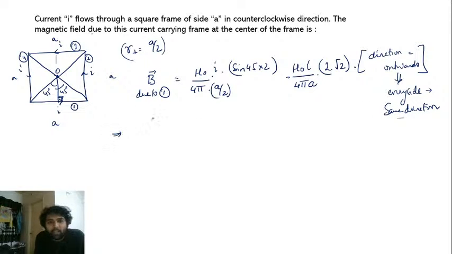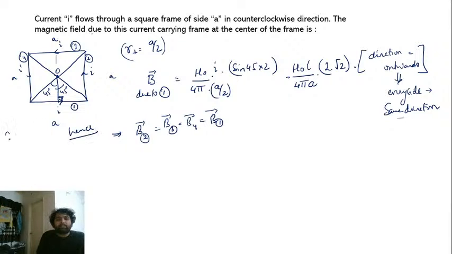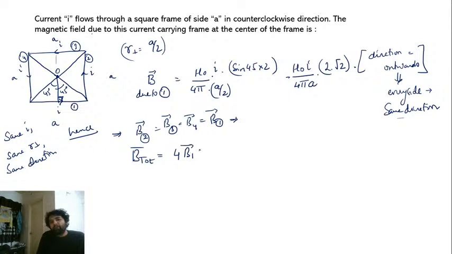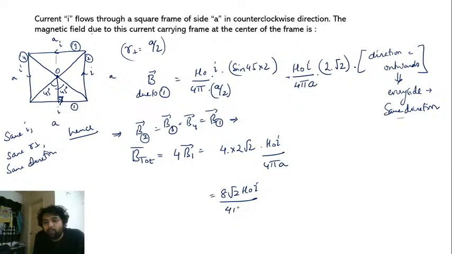So from this we can also say, magnitude of current is same, R perpendicular is same. So B due to 2 will be equal to B due to 3, will be equal to B due to 4, will be equal to B due to 1. Same current, same R perpendicular and same direction. So from this directly you can write all of these together. So B total कितना होगा? 4 times B1 vector, which is 4 into 2 root 2 into mu naught I by 4 pi A. तो ये वैल्यू कितना हुआ? 8 root 2 mu naught I by 4 pi A.